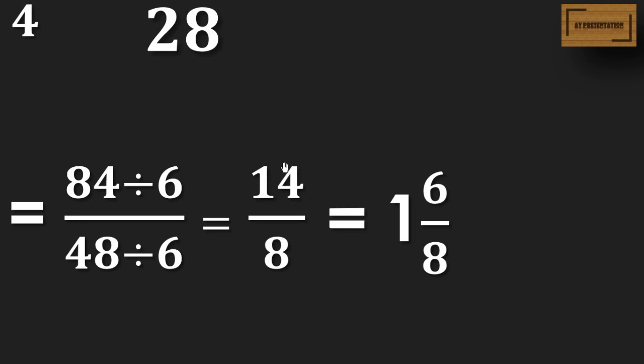And that improper fraction is converted into a mixed number. 8 ones are 8, and 8 subtracted from 14, the remainder is 6. So the final answer is 1 complete 6 upon 8.